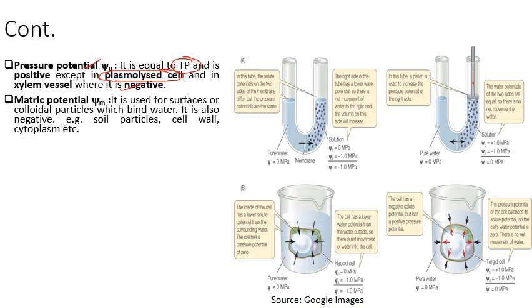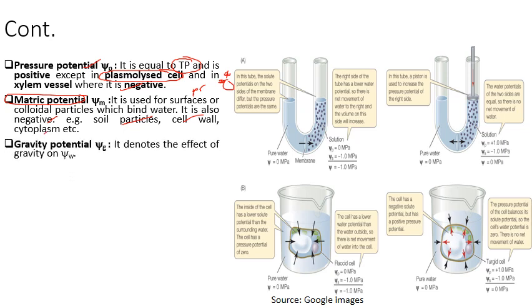The next is matric potential. It is used for surfaces of colloidal particles, like proteins and starch grains. The water molecules adhere to the surface of those particles by adsorption, and that adsorption is known as matric potential. It is also negative. For example, soil particles, and the components of the cell wall such as cellulose, hemicellulose, pectin substances, cytoplasm, etc.